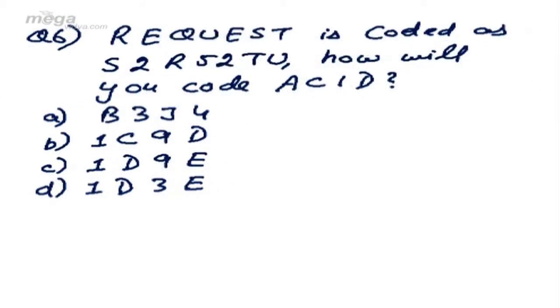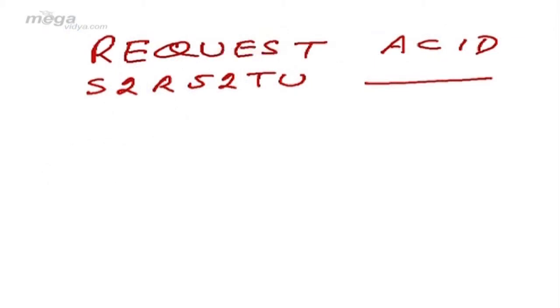Question number 6 is, if request is coded as S2R52TU, how will you code ACID in a similar way? Request was coded as S2R52TU. If we analyze, few letters are coded in letters, whereas few are coded in numbers. Those which are coded in letters are very easy. After R comes S, after Q comes R, after S comes T, and after T comes U.